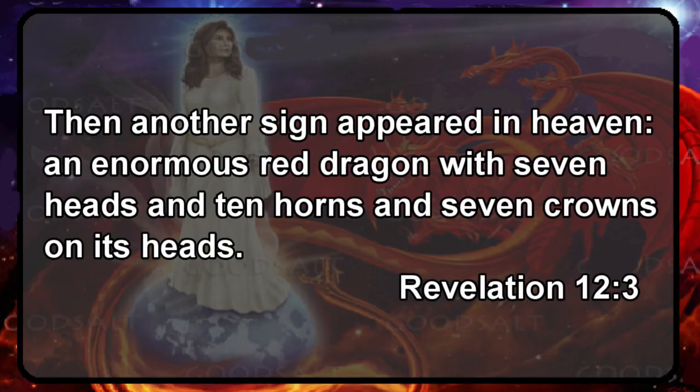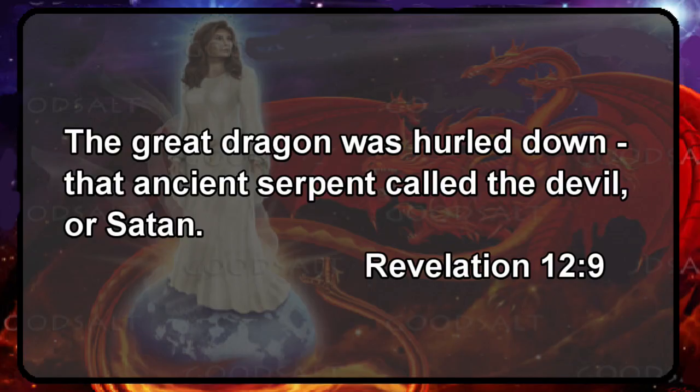Revelation 12:3. "Then another sign appeared in heaven, an enormous red dragon with 7 heads and 10 horns and 7 crowns on its head." So who is this dragon? Well, verse 9 of Revelation 12 gives us the answer. "The great dragon was hurled down, that ancient serpent called the devil or Satan."